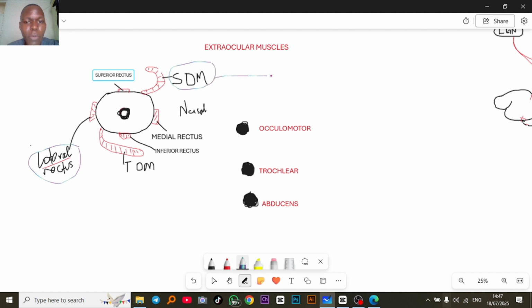So the superior oblique will be supplied by the trochlear nerve, which is also known as cranial nerve 4. Whereas the lateral rectus will be supplied by the abducens nerve, which is also known as cranial nerve 6.